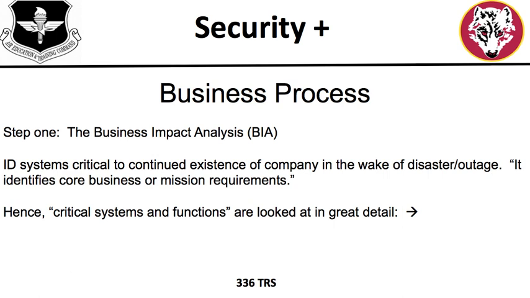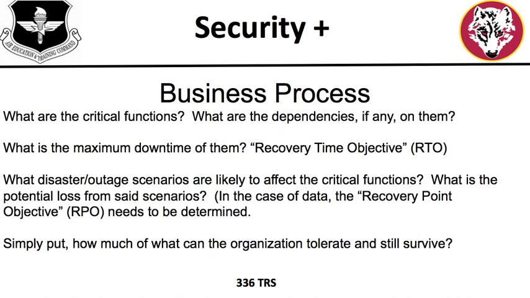So, as promised, the business impact analysis. It identifies systems critical to the continued existence of the company in the wake of a disaster or an outage. So you're going to be looking at the things that are most important here. Critical functions, you need to identify those. What are the dependencies on any of these critical functions? And we're going to talk about our recovery time objective, among other things.